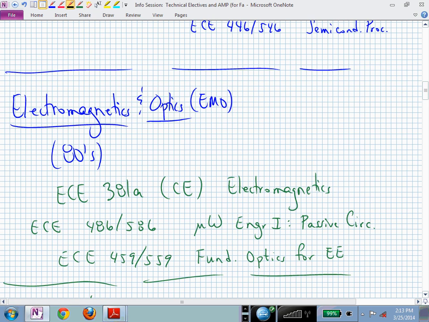459 is not necessarily in the 80s, but it's sort of a bridge between electronics, optics, and when you're dealing with optics, it's electromagnetics. So 459, 559 is fundamentals of optics for electrical engineers. And I would read that electrical and computer engineers now with our particular Bachelor of Science degree.